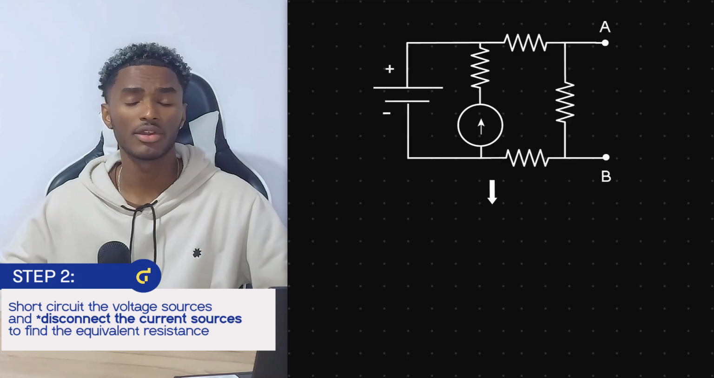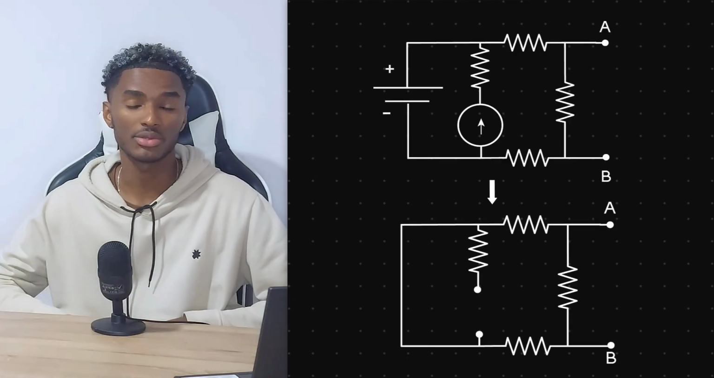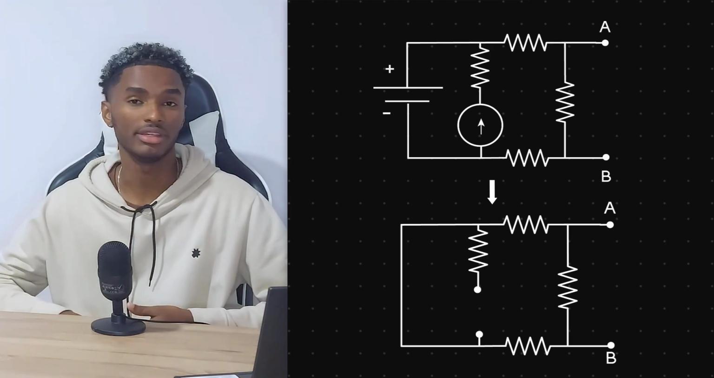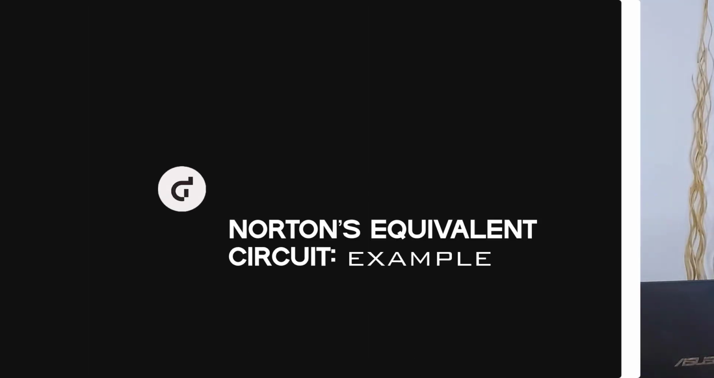Step 2, we set a short circuit for all the voltage sources and open circuit for all the current sources, and we calculate the whole resistance between points A and B. And finally, but not least, with the values that we have, we're going to draw our equivalent circuit. Awesome. So I think we have the knowledge to go through these steps, but with a real example. So let's do it.